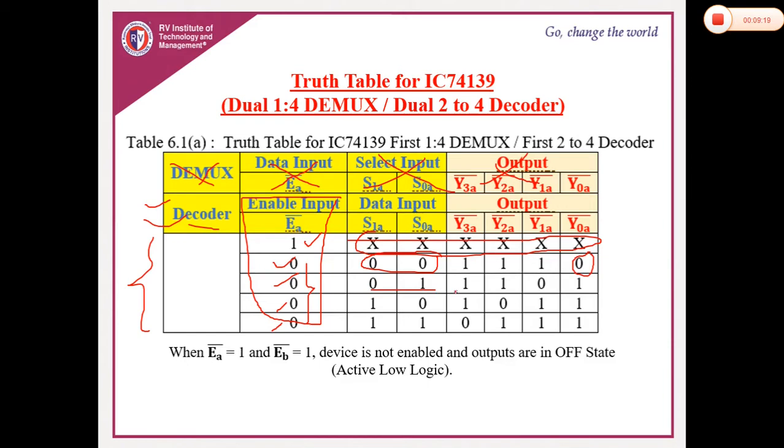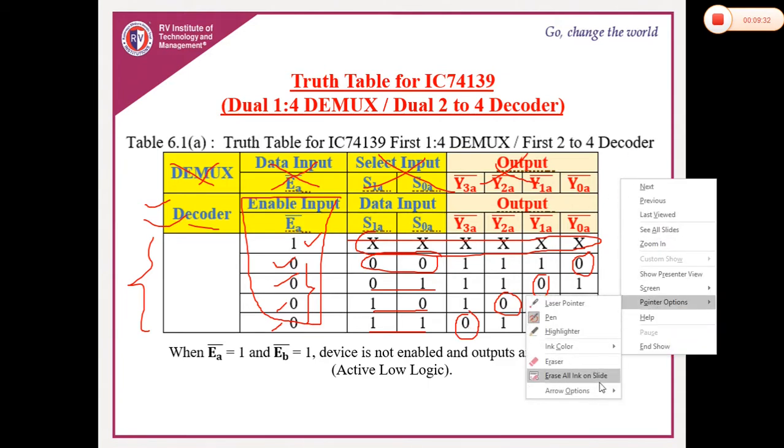Similarly, whenever it is 0 1, Y1 should be on. Whenever we say 1 0, Y2 should be on. Whenever we say 1 1, Y3, the final one, should be on. So this is what you are supposed to know.